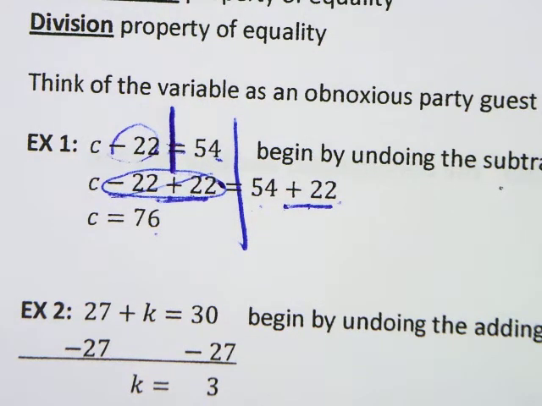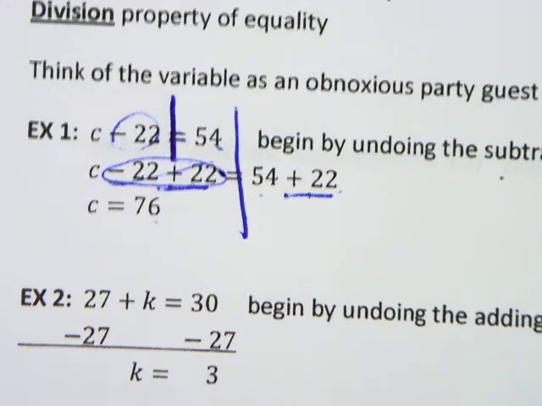So are you kind of seeing what we did? We did the adding and subtracting first, and we saw a minus sign, so we wound up having to use a plus sign. You do the opposite. Look at the next example.